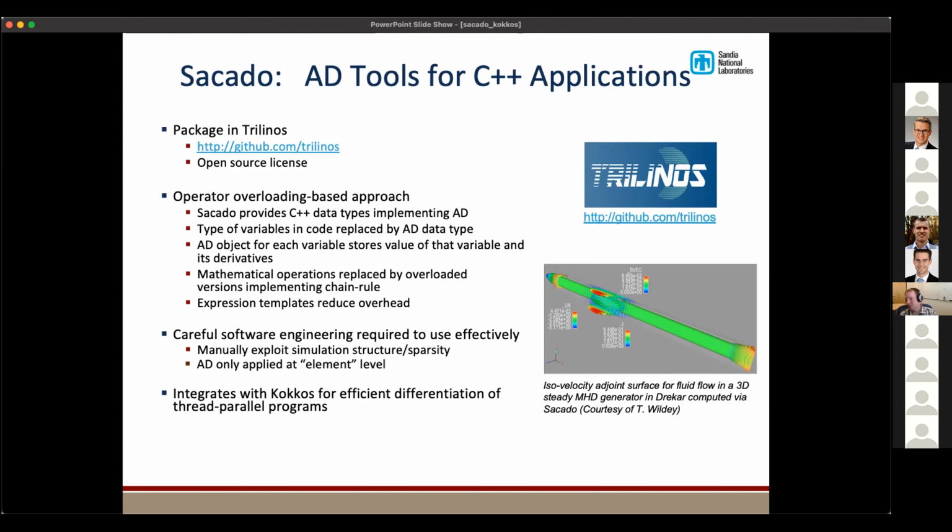And what these data types do to store that is they just have an array of data in them that stores the derivative with respect to whatever the independent variables are in your calculation. So again, conceptually, that's pretty simple. Operator overloading can be very expensive because it introduces a lot of overhead. You're basically replacing what was a single instruction with potentially an entire function call.